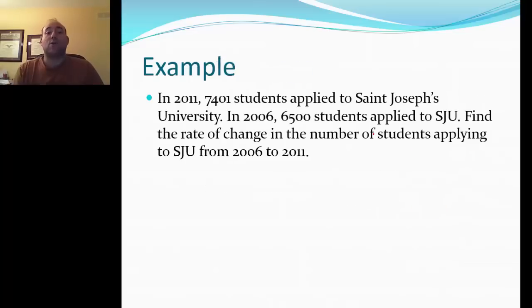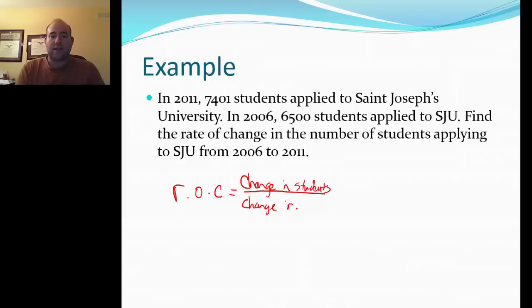So one way we can calculate it is in a word problem. So, a problem after my own heart. In 2011, 7,401 students applied to St. Joseph's University. In 2006, 6,500 students applied. Find the rate of change from 2006 to 2011. Okay, so if we're doing a rate of change, I'm going to just abbreviate that as ROC. From 2006 to 2011, we're going to start with the change in the y, which would be the change in students, over the change in the time, which is the years.